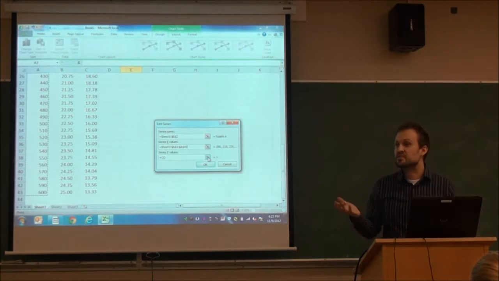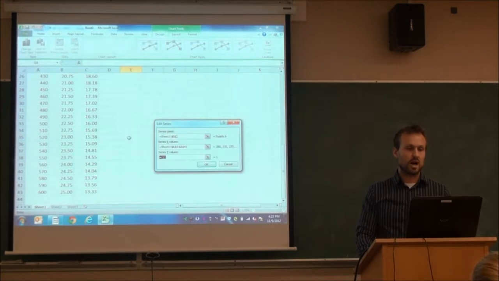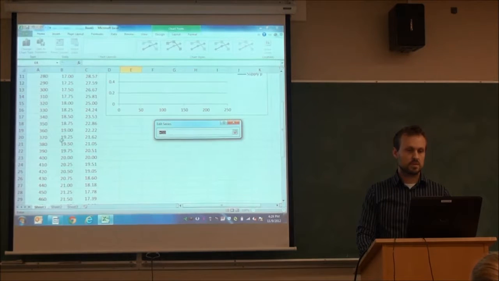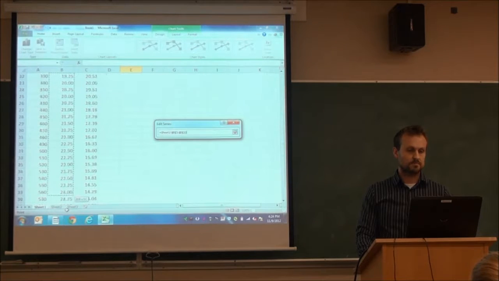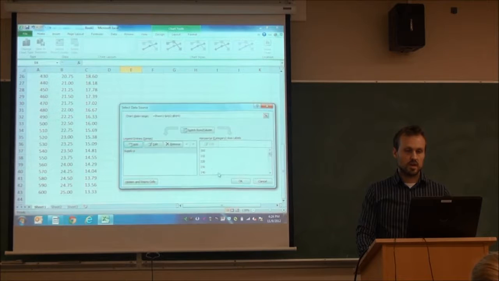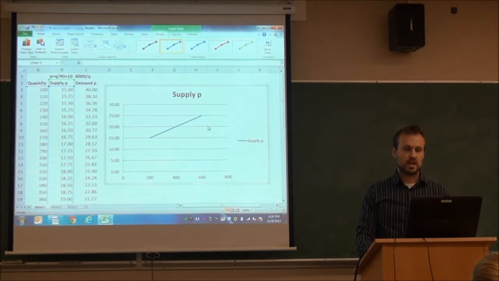Again, this is a very brief introduction if you've never seen it before. I know I'm going fast. What are the Y values? All the price values for the supply. And okay, so there it has the straight line from 200 to 600.